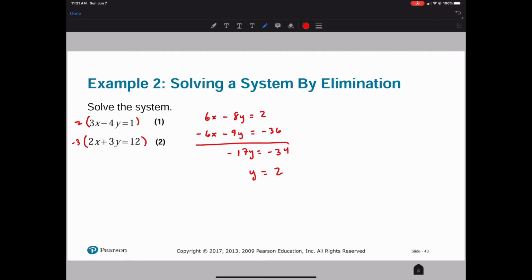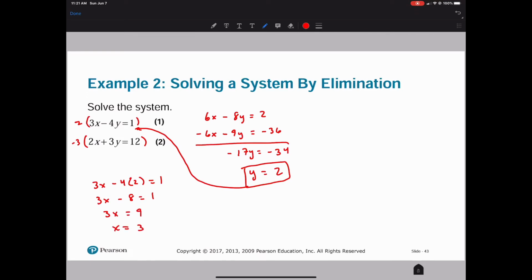So now I'm going to take this y, then I'm going to plug it into my first one. So I'm going to have 3x minus 4 times 2 is equal to 1. So I'm going to have 3x minus 8 is equal to 1. So this is going to be 3x is equal to 9. So x is equal to 3. So therefore my ordered pair would be 3, 2. So just basically understanding this method.